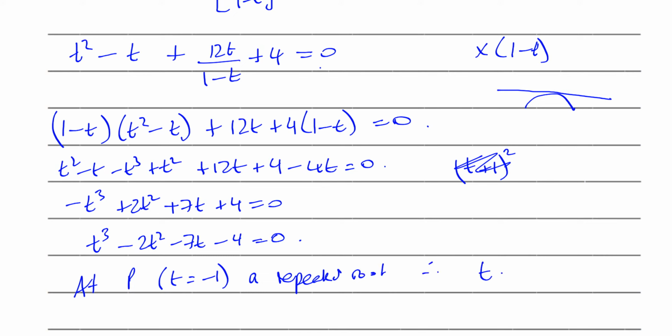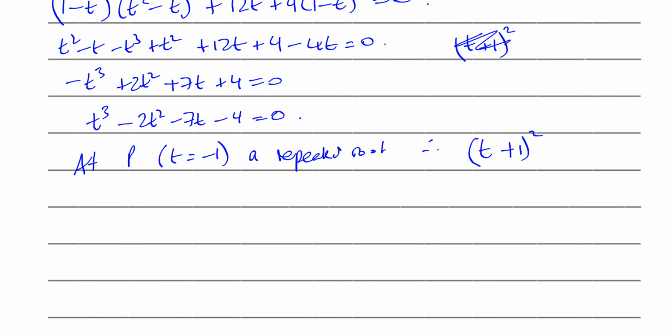Therefore, t plus 1 squared is going to be one of the factors. T equals minus 1 is a repeated root, therefore t plus 1 squared, there's two factors to this. So what I can do to make life much easier for myself is say that t cubed minus 2t squared minus 7t minus 4 is equal to t plus 1 squared times t plus, I'll just call it k, to save some confusion.